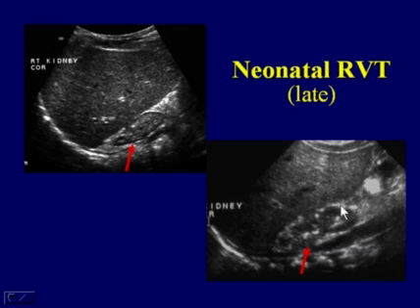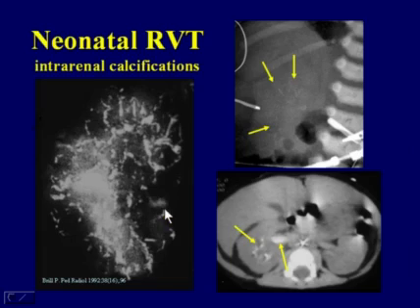Here's another example of a late renal venous thrombosis, multiple small calcifications scattered throughout this small, relatively hypoechoic, very abnormal looking kidney. Obviously some sort of a renal vascular insult.